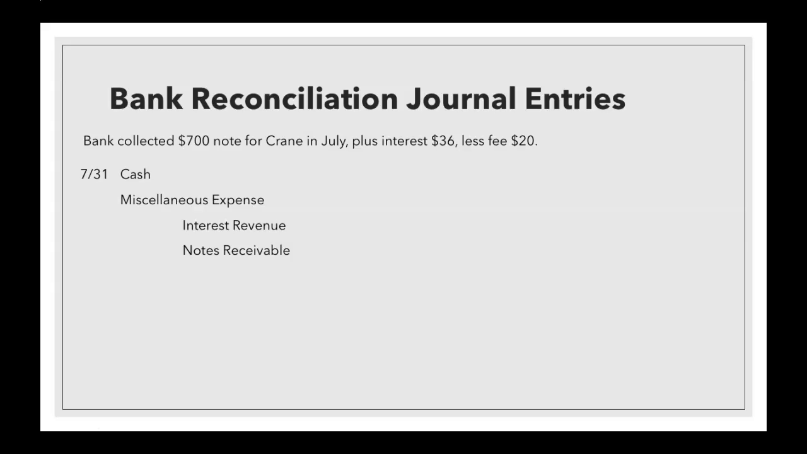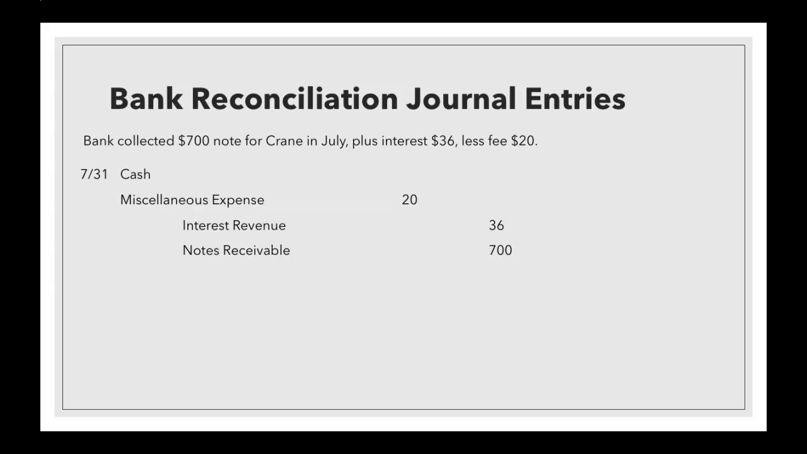So now we can talk about the numbers. Notes receivable, that's the face value of the note of $700. Interest revenue, we were told that was $36. The fee was $20. And now our cash, there's a few different ways that we can figure this one out. We know that our debits and credits have to equal in a journal entry, right? So we can think about, okay, what do we need to add over to the debit side to make our debits and credits equal? That's one way.